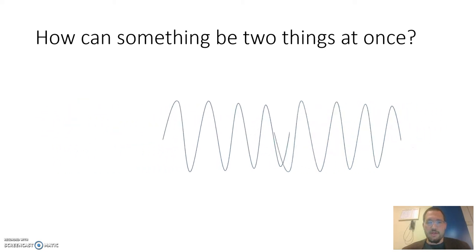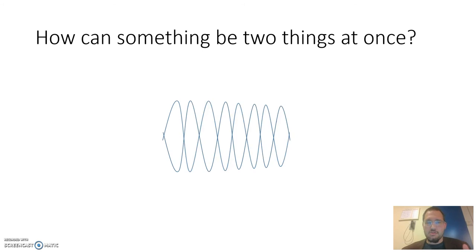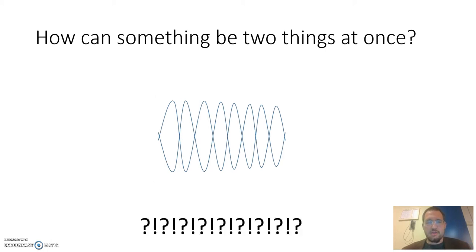Okay, wave A comes in, wave B comes in. Well, this looks a little weird. We've got two waves overlapping. What would actually happen here? So let's take a look.